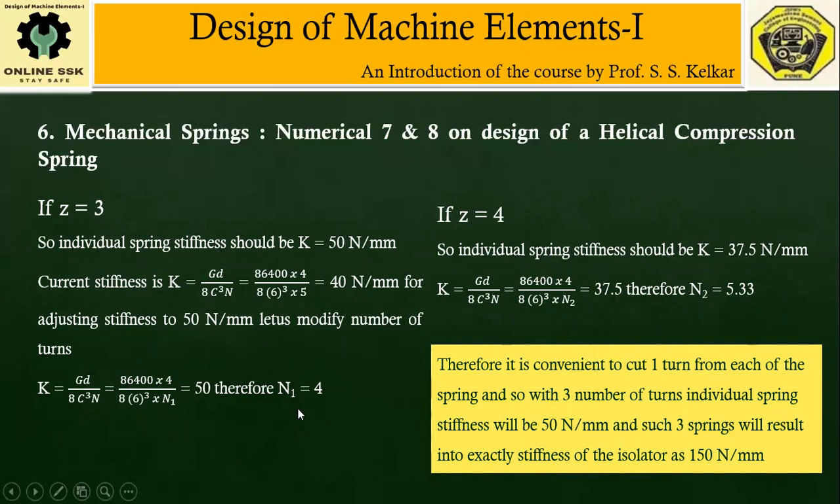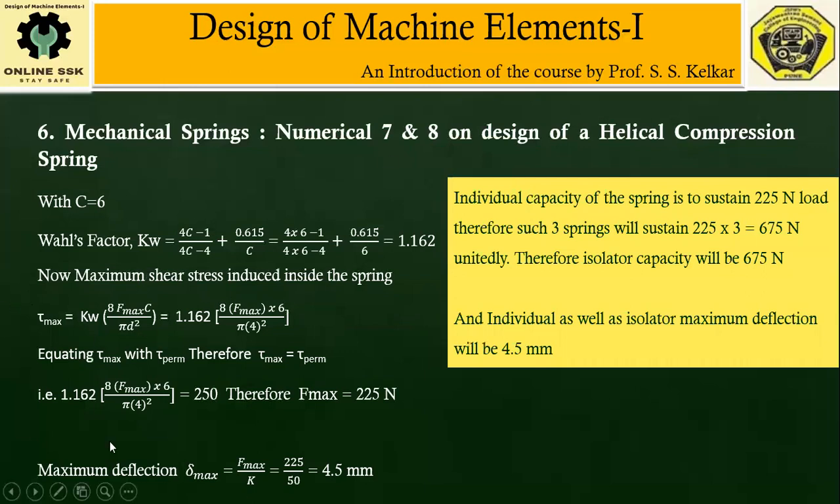Therefore, this arrangement is advisable, wherein three springs are used by cutting one of the turns from each individual spring, so that its stiffness will rise to 50 and effective stiffness will be equal to 150. Now tau max is being specified.